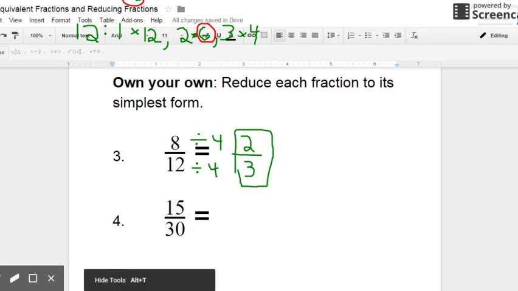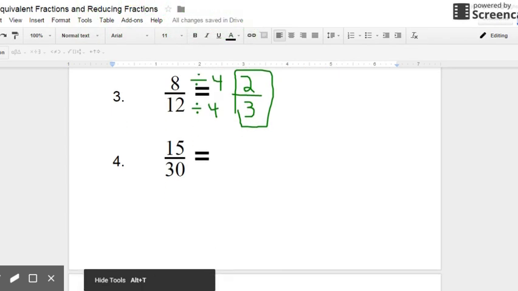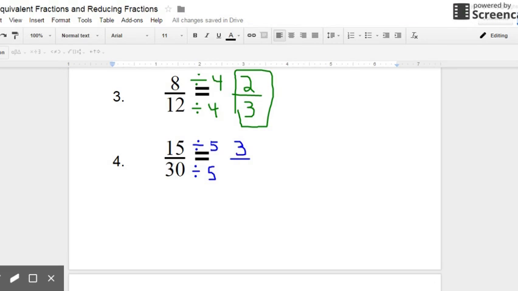If we look at the second one, you could have noticed that 15 is the greatest common factor between 15 and 30. If you didn't know that right away, it's okay. But I do know that 5 is. So I want to do this in 2 steps just to show you that this way is okay. You could have done it by 5 first. 15 divided by 5 is 3, and then 30 divided by 5 is 6.